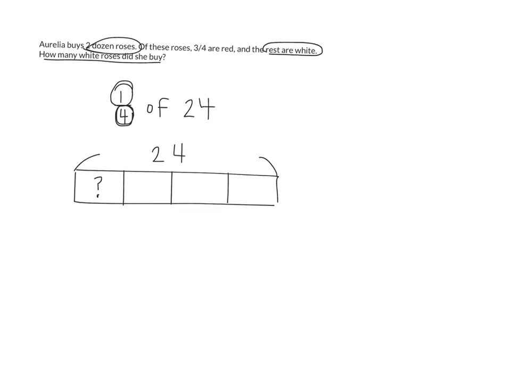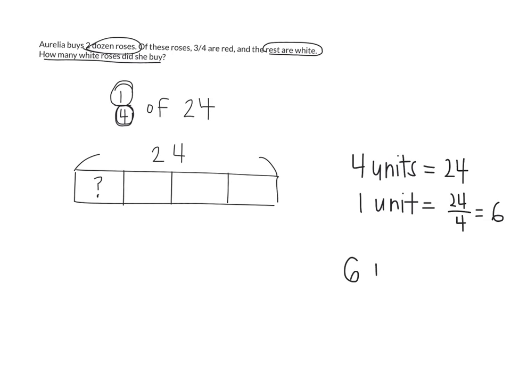24 has been split into how many units? 4. So we write 4 units equals 24. My next step is always to find out how much 1 unit is. If 4 units is equal to 24, I can find the value of 1 unit by dividing 24 divided by 4, which is? 6. And how many units are we actually trying to find? 1. So that's already the answer.